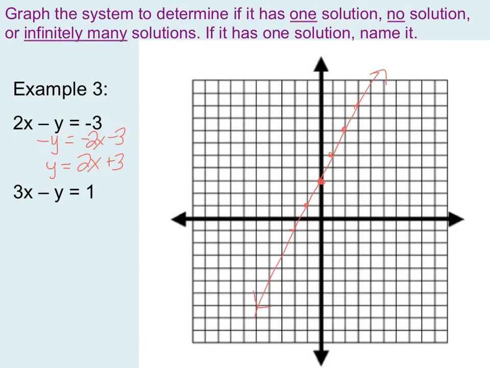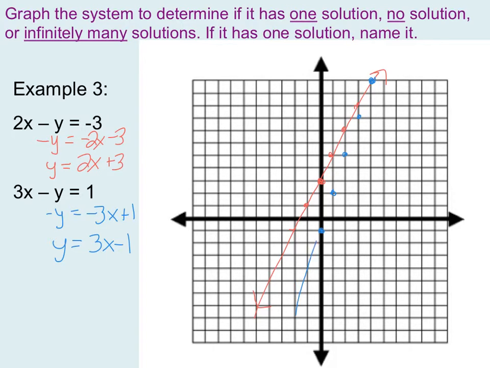And then my second line, I'm going to do in blue. So I'm going to subtract 3x, which will make it a -3x, and divide by the negative, which is going to end up changing these signs. And now I've got 3x minus 1. So from -1, I rise 3, run 1, rise 3, run 1, rise 3, run 1, rise 3, run 1.